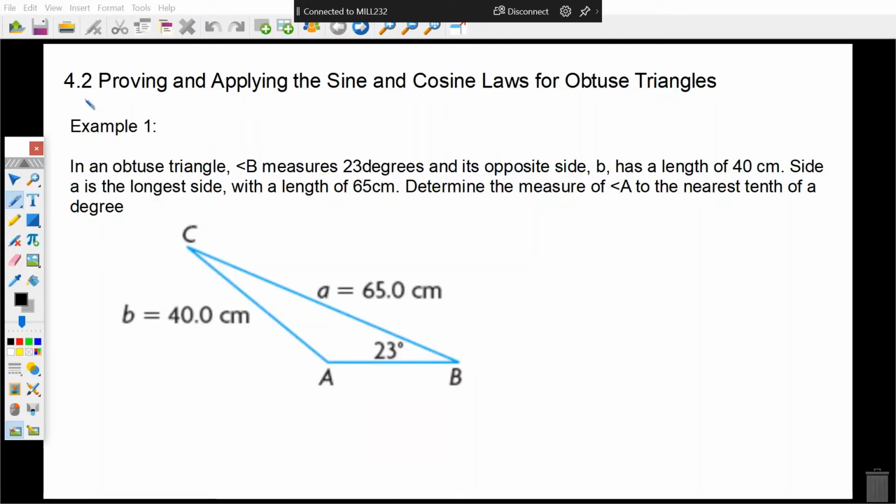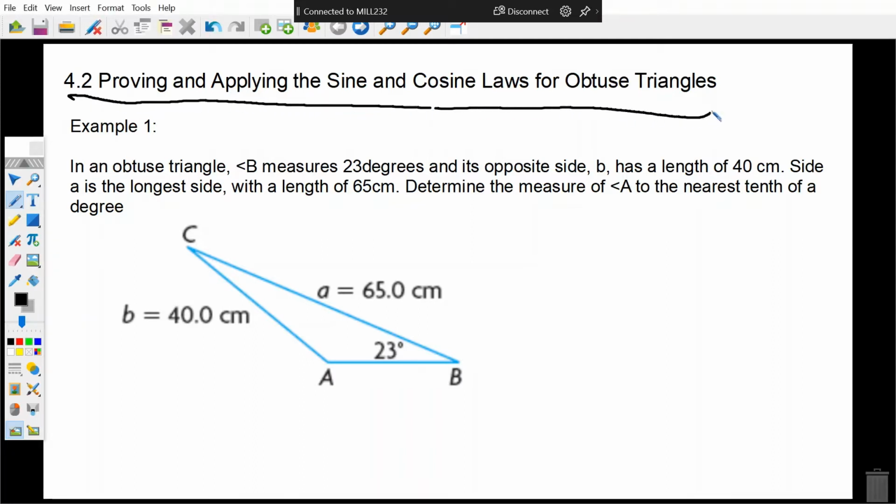Welcome back to 4.2, Proving and Applying the Sine and Cosine Laws for Obtuse Triangles. Okay, so now in 4.2 we're going to take those lessons we learned in 4.1 and apply them to some actual examples.